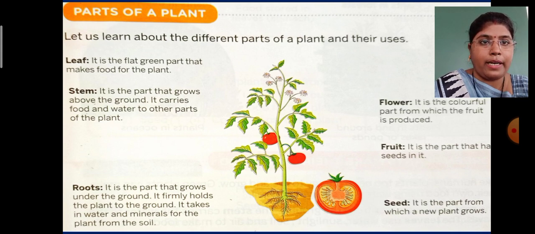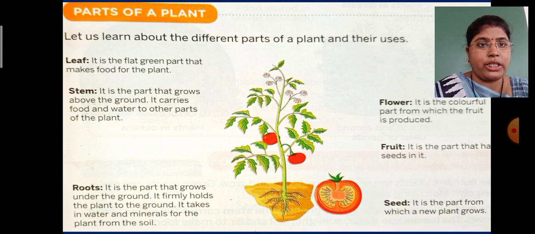See, parts of a plant, okay. So let us learn about the different parts of a plant and their uses. So see the picture carefully. The parts of the plants they have shown here: leaf, one by one we will discuss in detail afterwards. So first of all, you see the picture only.